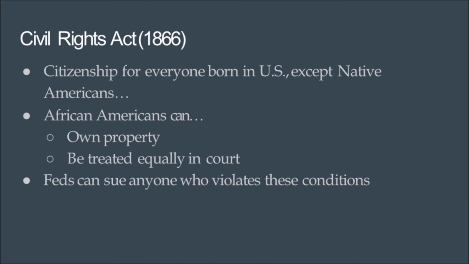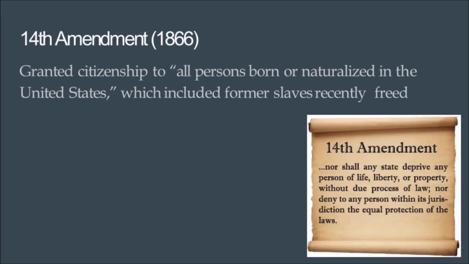1866, we passed the first Civil Rights Act. Anyone born inside the borders of the United States, except for Native Americans, anyone born inside the borders, except for the American Indian, the Native American, would be guaranteed citizenship. That's pretty cool. Kind of funny the people that were here first aren't granted it, but it also said that African Americans would be allowed to own property, and they could use the court system. Here's what's important about it. If anybody violated this, they could be sued in court.